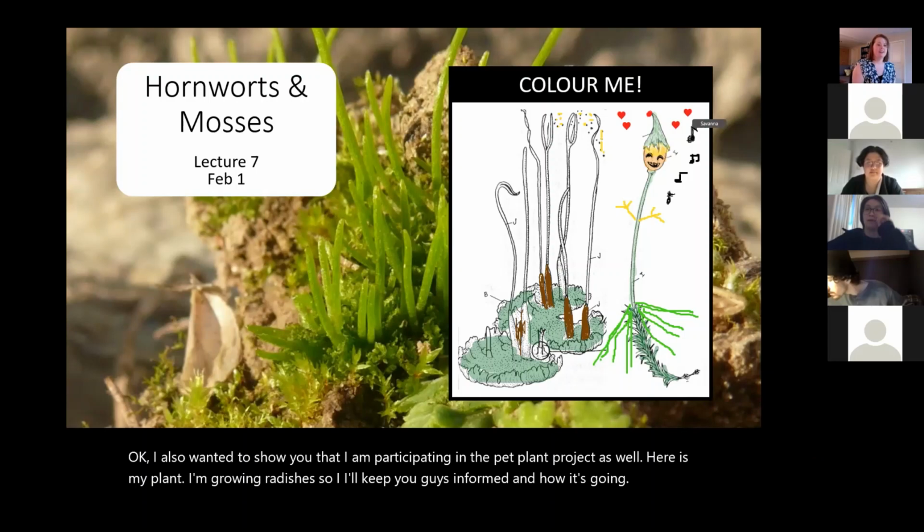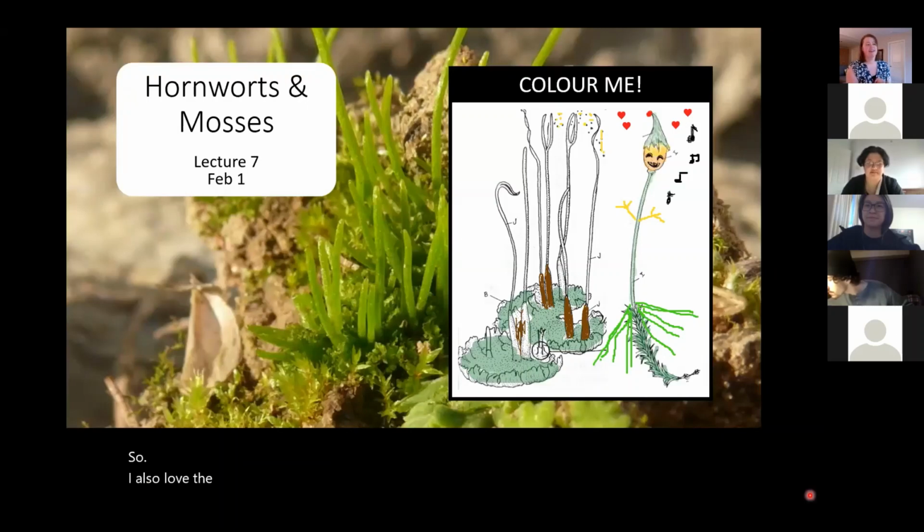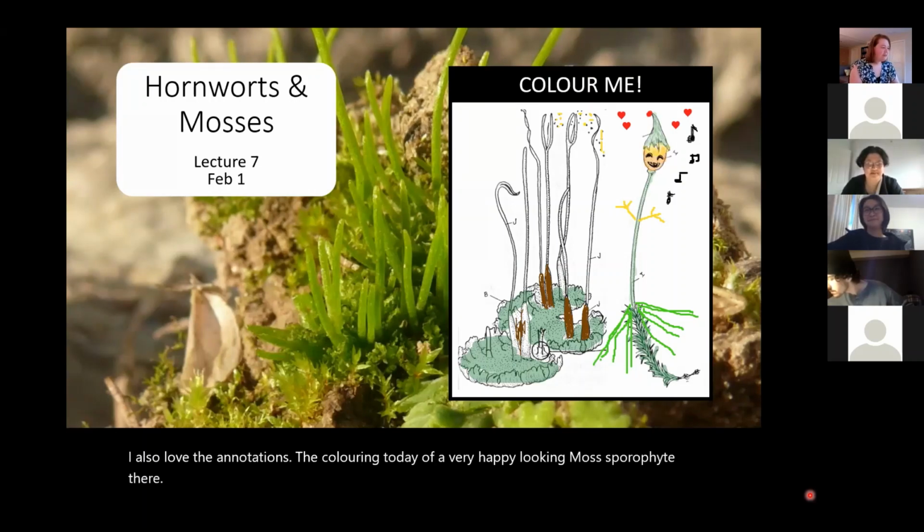Okay, so I also love the annotations, the coloring today, a very happy looking moss sporophyte there. But unfortunately they have to go.